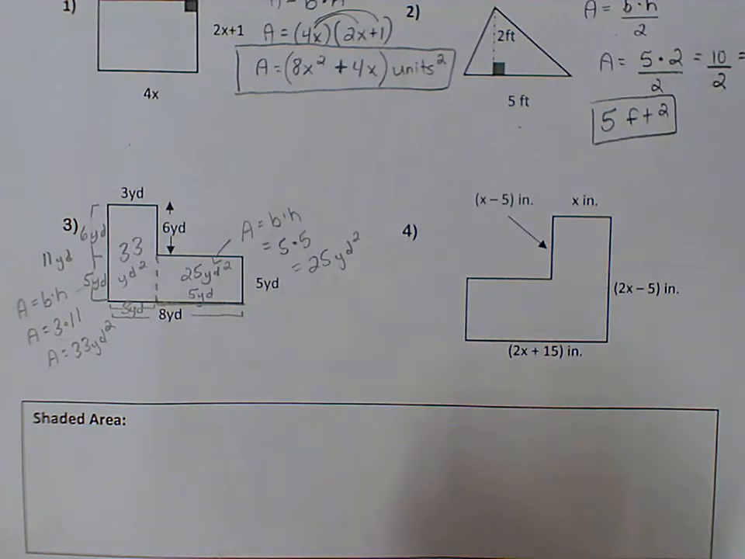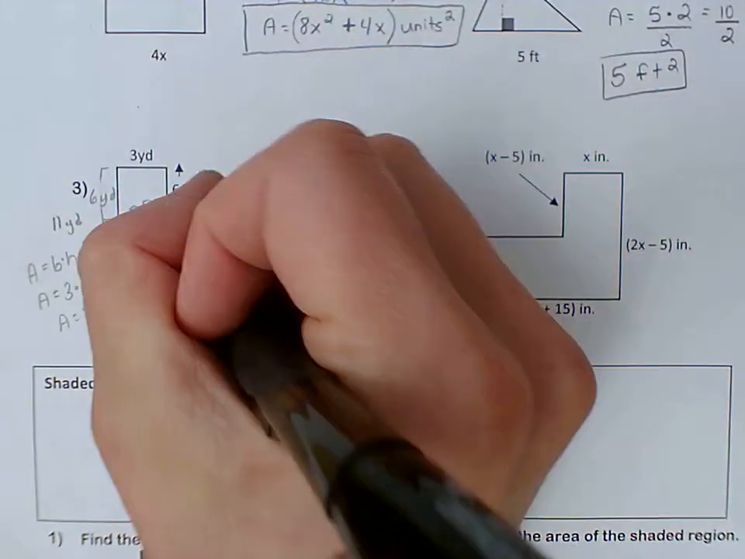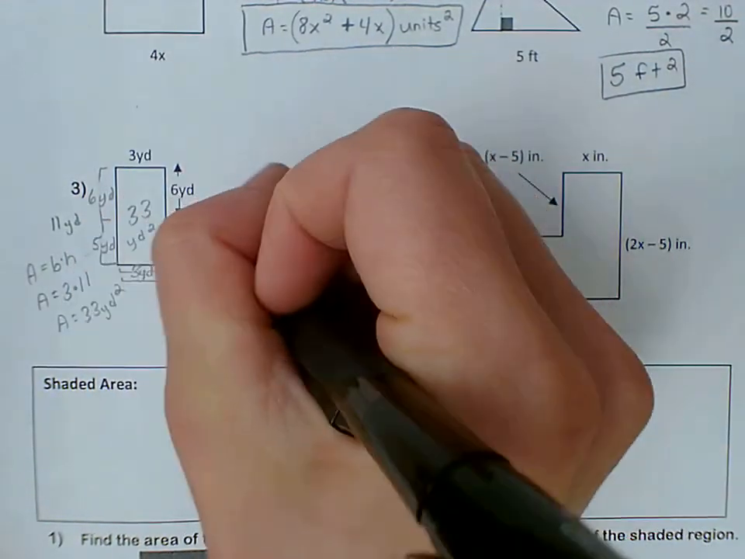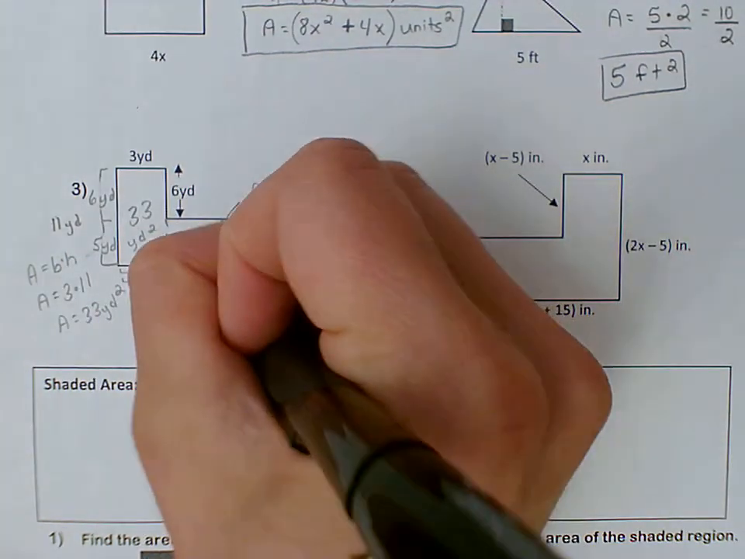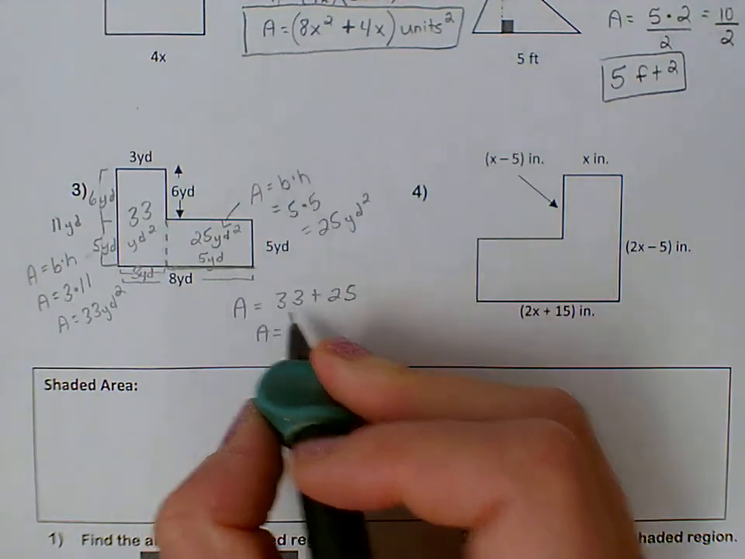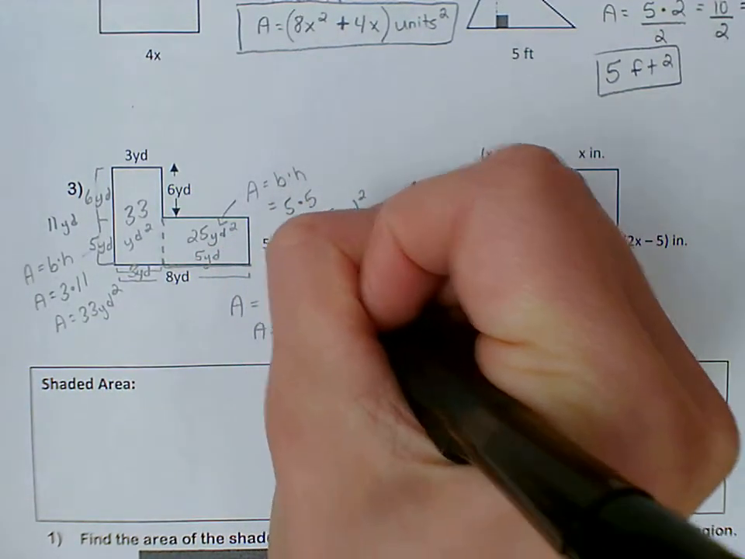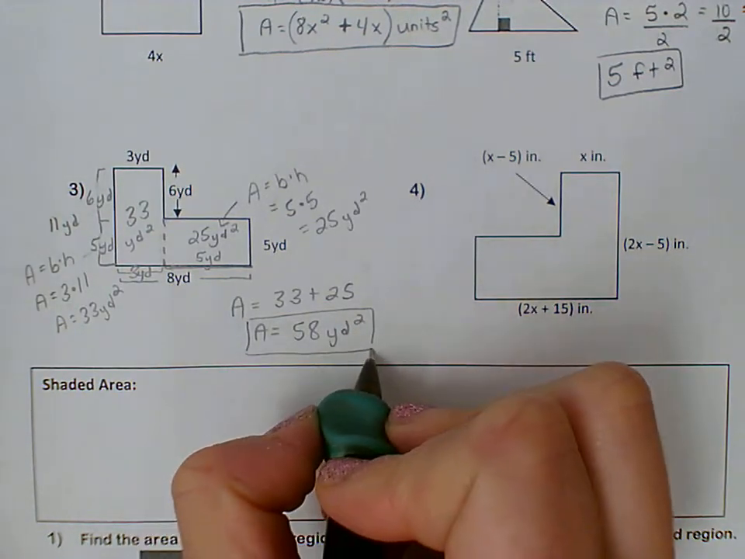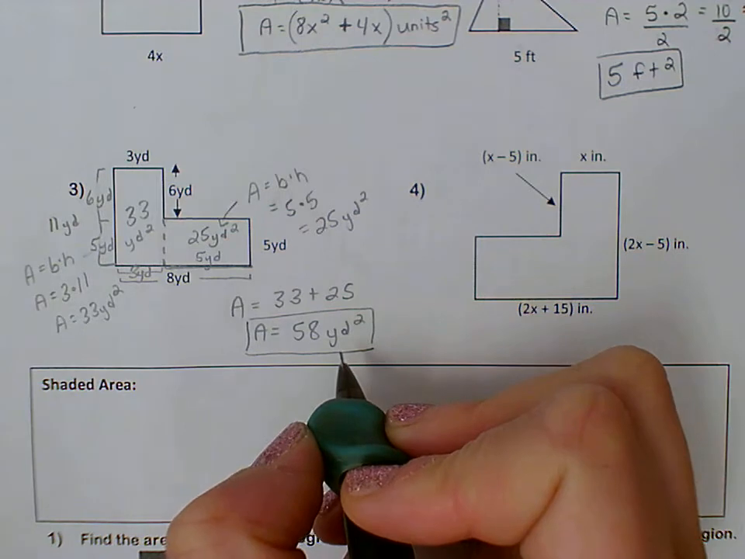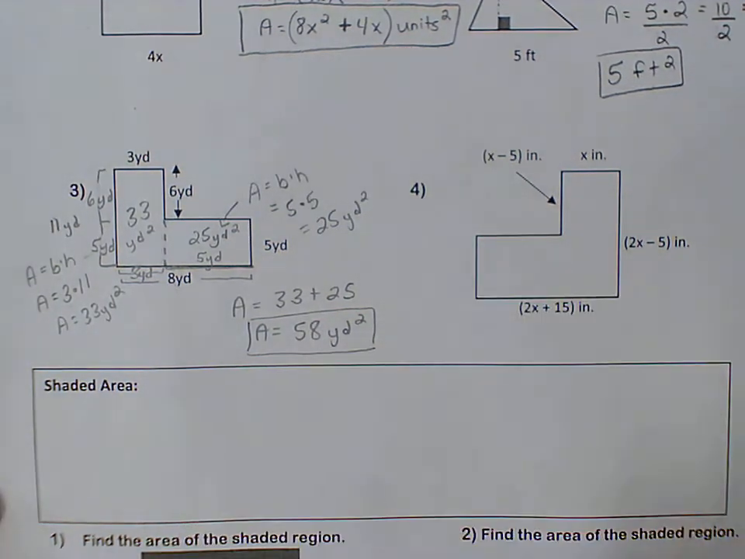And then, once you find the area of each of your little pieces, then you just add them up. So now, to find the total area of the entire figure, you take 33 plus 25. And so, we got 33 plus 25, that ends up being 58 square yards. So if we actually covered that thing up with squares that were 1 yard by 1 yard, it would take 58 of them to cover it. Okay, that would be the total area.